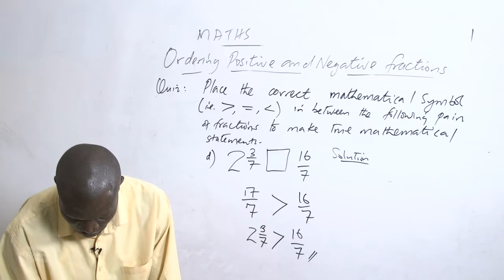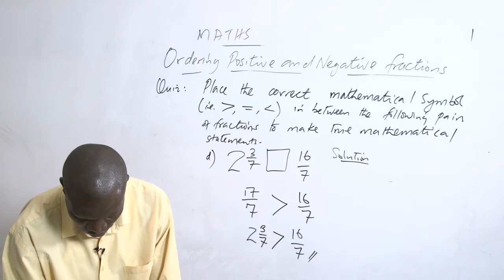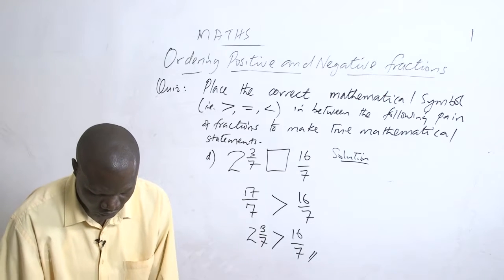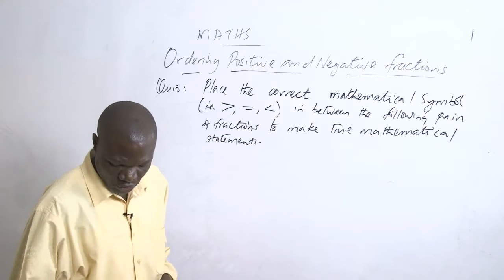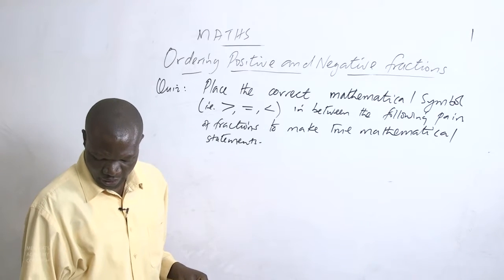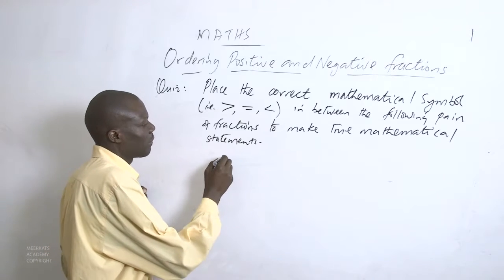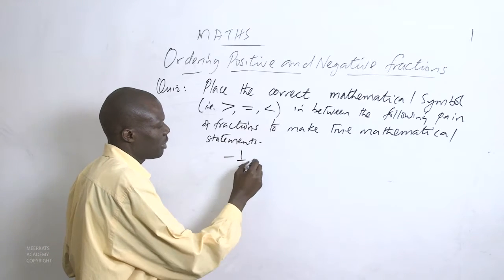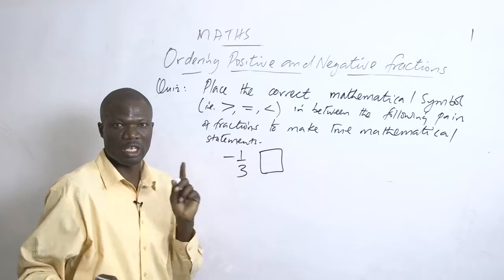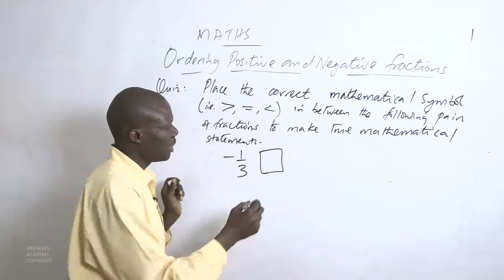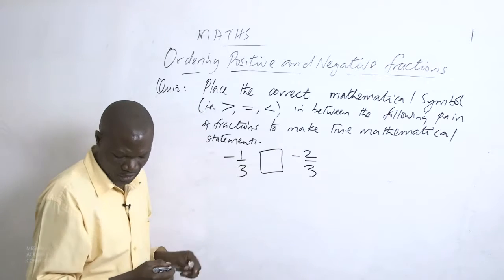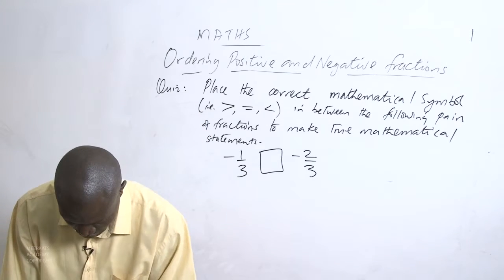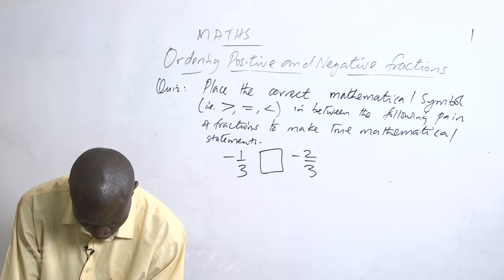For the last question, this one had negative and positive signs, and here we were to give the correct mathematical statement between negative a third and negative 2/3.